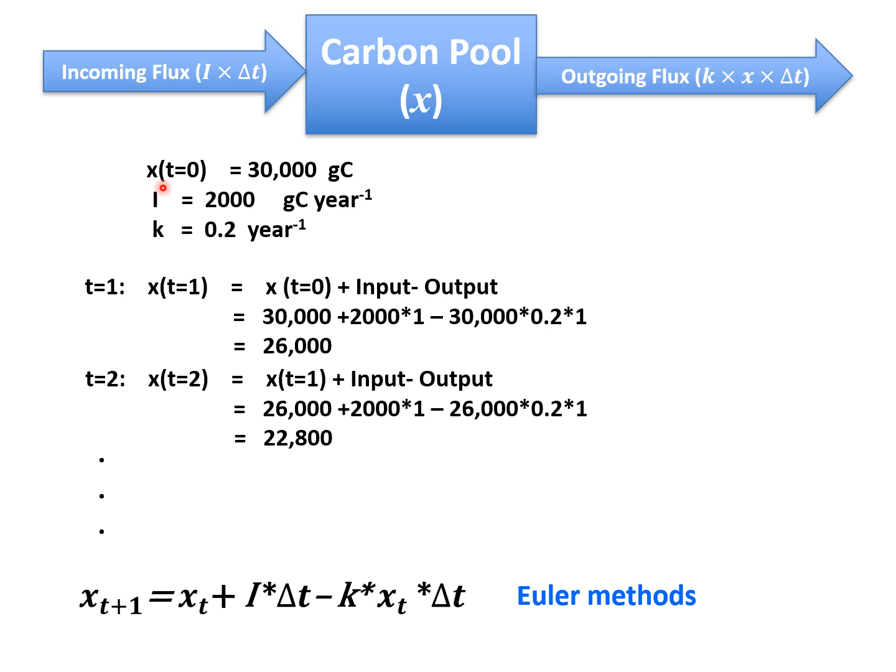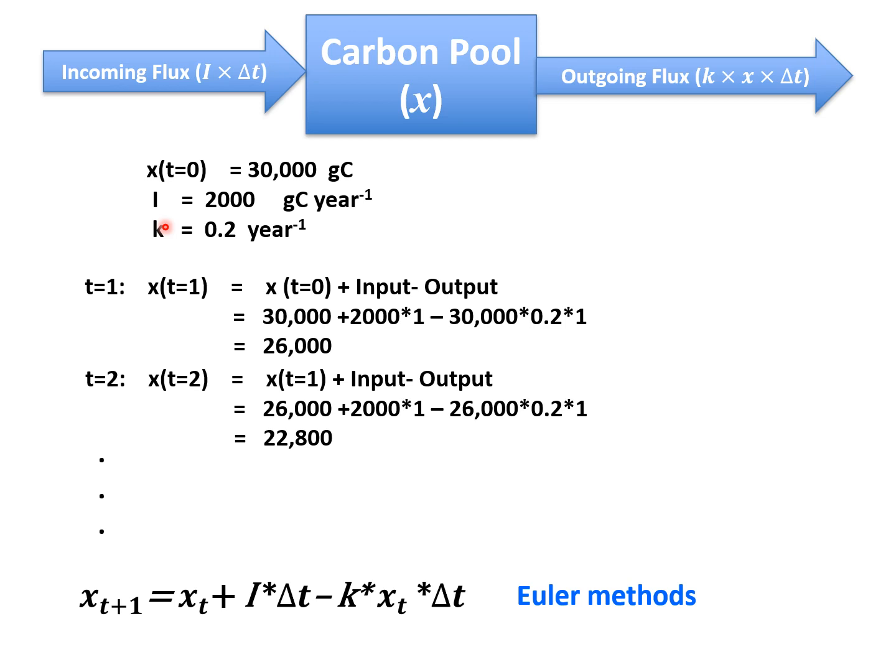Suppose we have a carbon pool, I call it X here, that has a weight of 30,000 grams of carbon. Or think about you have $30,000 in your bank account at the beginning, that is when t equals 0. We have an incoming flux that is 2,000 grams of carbon per year. Sorry, it is too small if it is your annual salary. I call the input rate here I. And suppose that your income is relatively stable and does not change with time.